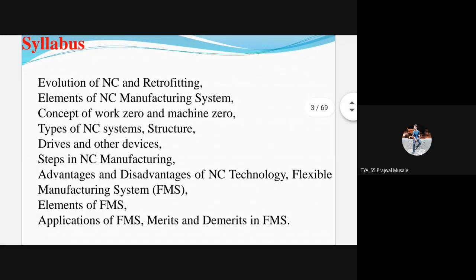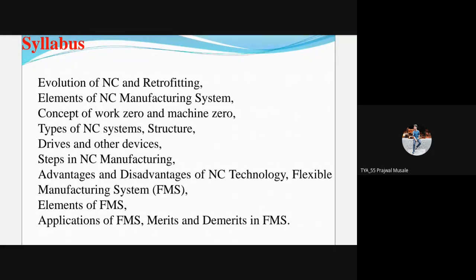Concept of work zero and machine zero. What is machine zero? What is work zero? Machine zero is the starting point of the manufacturing process. Work zero is the starting point of the workpiece. Very simple concepts.